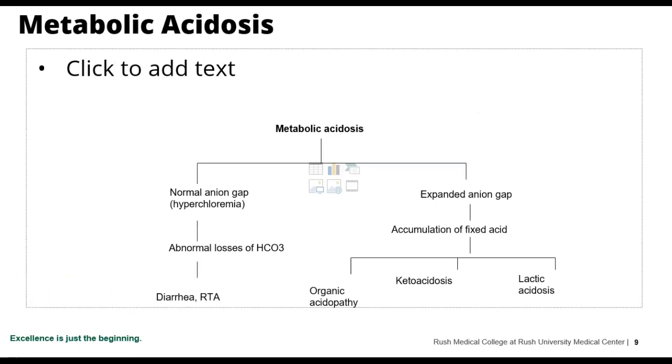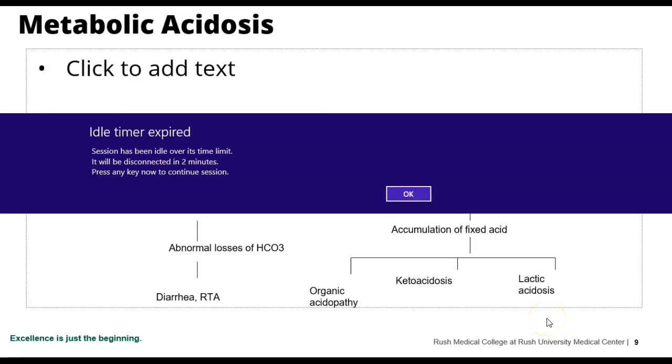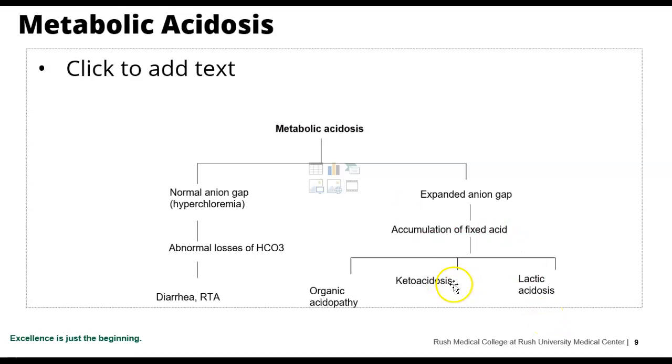This is just a different diagram about metabolic acidosis. If you have metabolic acidosis and a normal anion gap, you're probably acidotic because you're losing bicarb. This can occur in diarrhea or renal tubular acidosis, or RTA. When the gap is expanded, it could be an accumulation of fixed acids, and that's when you're thinking about an organic acidopathy, ketoacidosis in the case of diabetes, or lactic acidosis in the case of the mitochondrial disorders. Now, it also depends on the age of the child.